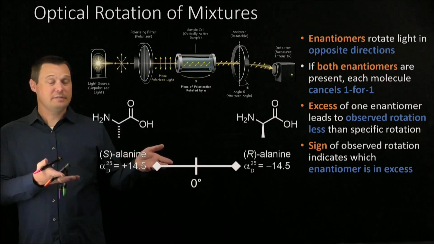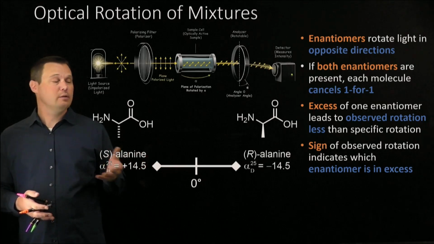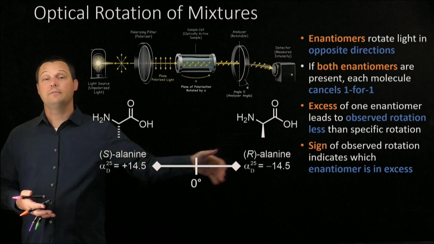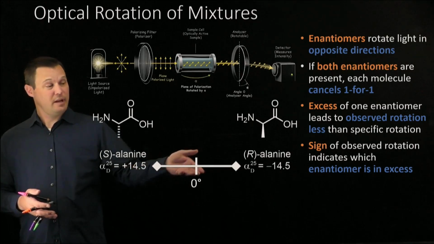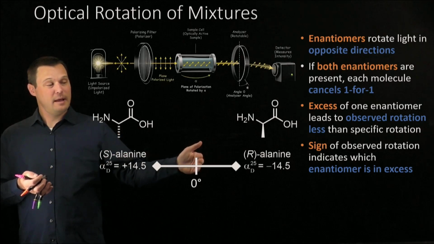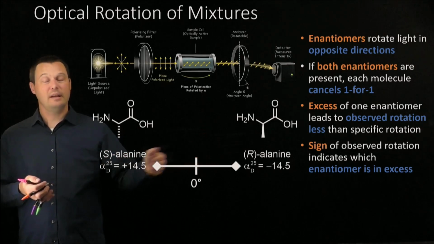So let's say you run a sample of alanine through the polarimeter and you get an observed rotation of negative 12 degrees. On the number line, that's very close to negative 14.5 degrees. That tells you your sample is mostly R, but not perfectly pure. There's still some S enantiomer in that mixture that's canceling out some of that rotation.